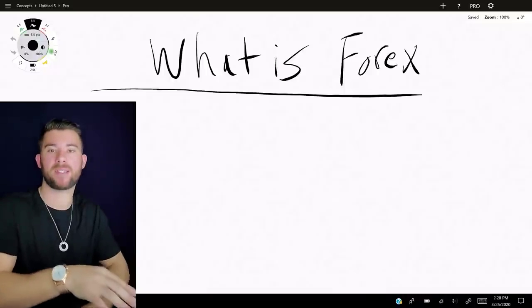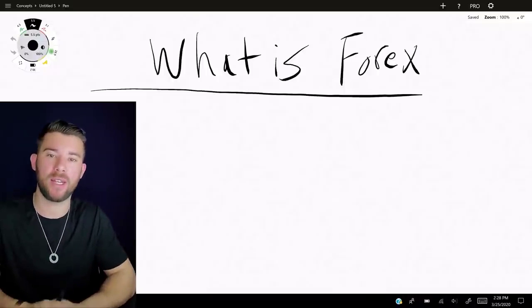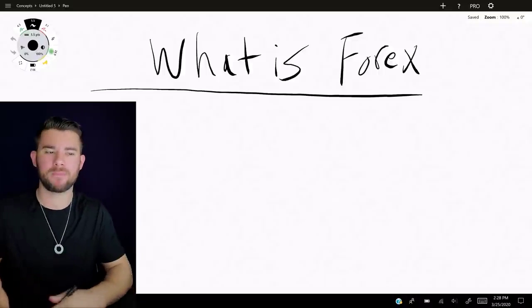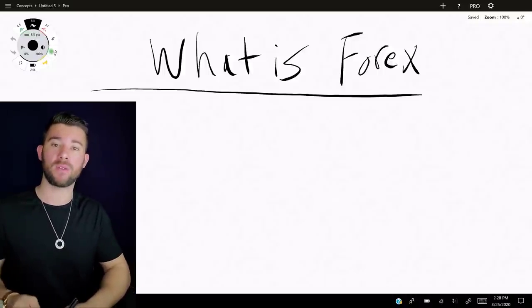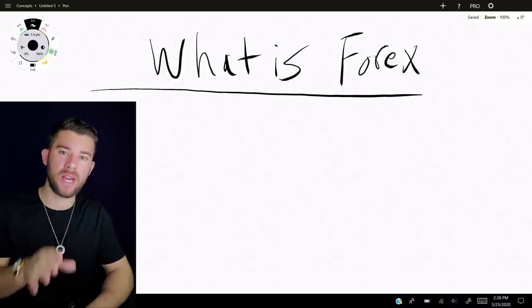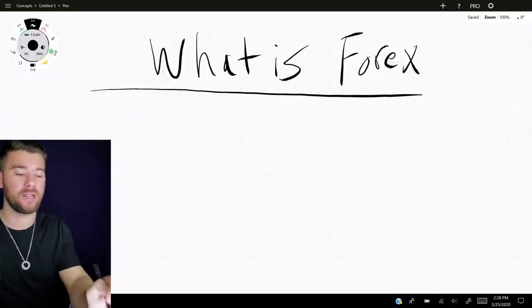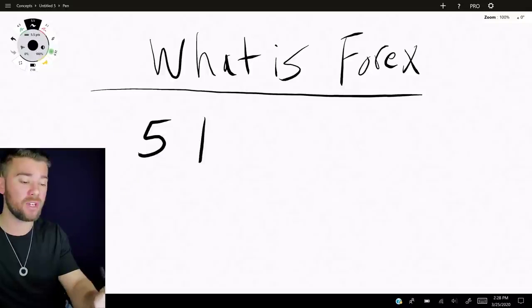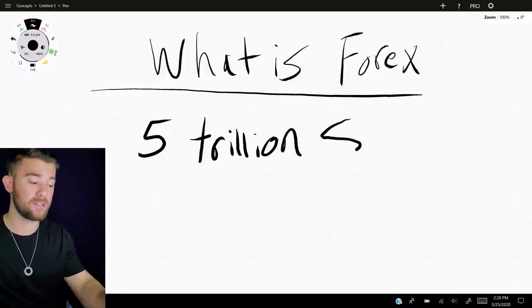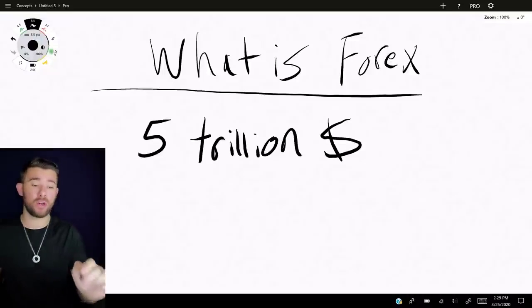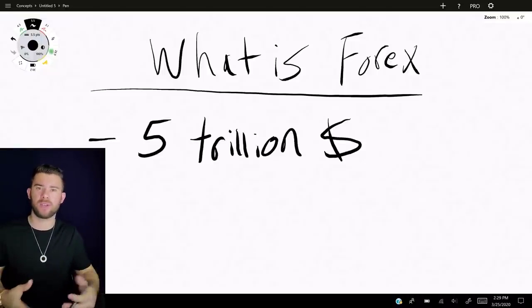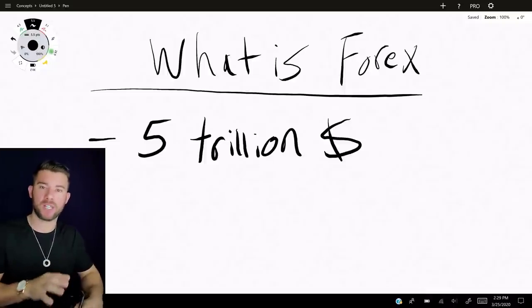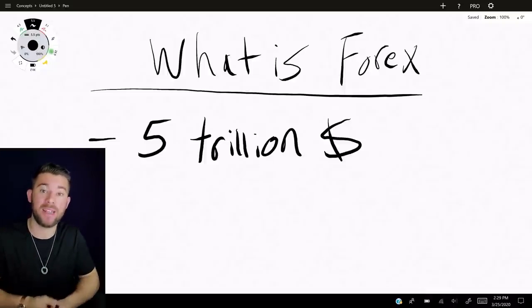So, Forex is actually the largest market in the world. And what does that mean? How big do you have to be to be the largest market in the world? Well, on an average trading day, the Forex market trades 5 trillion, with a T, dollars. That is a large amount of movement for one trading day. $5 trillion, that's insane. So that's why the Forex market is the largest market in the world.